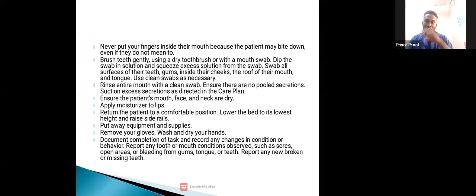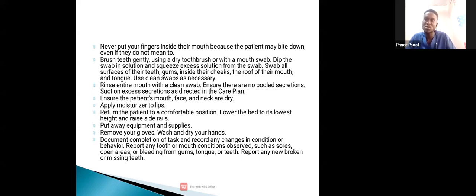Then open the patient's mouth by placing gentle pressure on the chin and the upper mouth. Never put your fingers inside the patient's mouth because the patient may bite down, even if they do not mean to. So you brush teeth gently using a dry toothbrush or a mouth swab. Dip the swab in a solution and squeeze excess solution from the swab. Swab all surfaces of the teeth, the gums, inside their cheeks, the roof of their mouth, and tongue. And you use clean swabs as necessary.